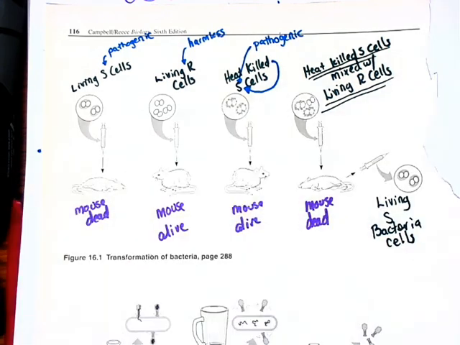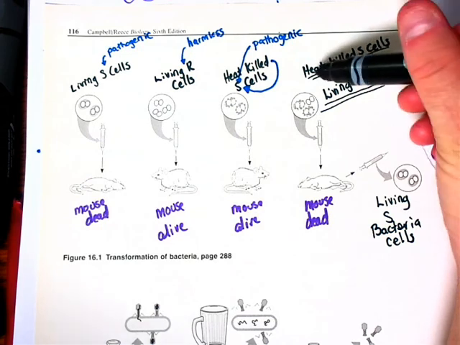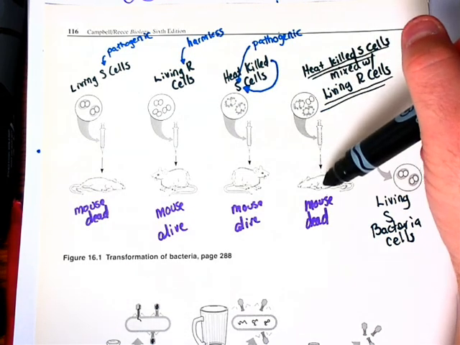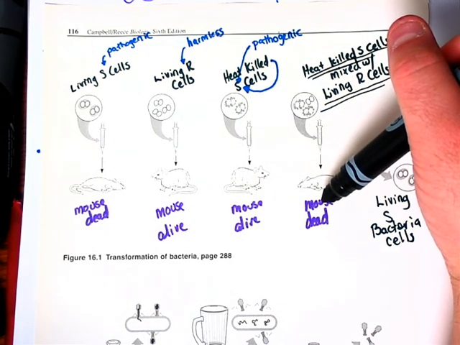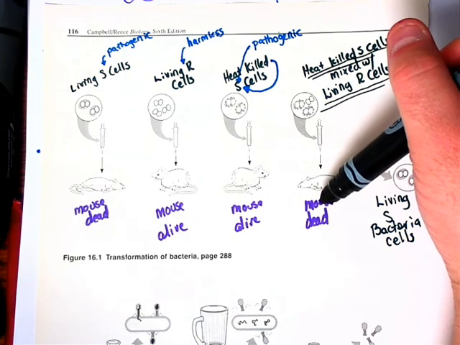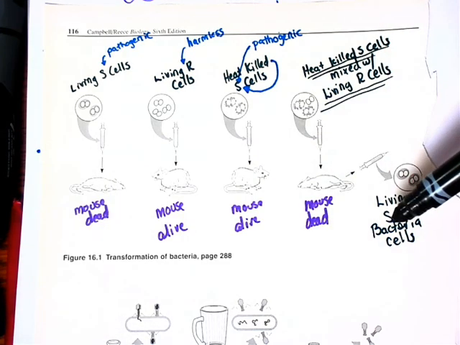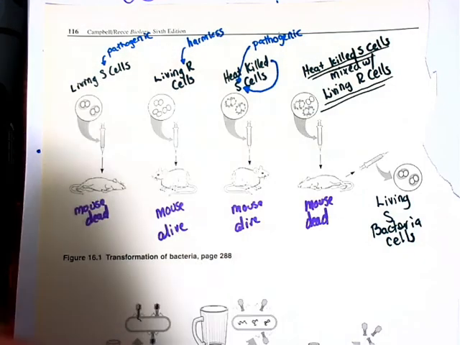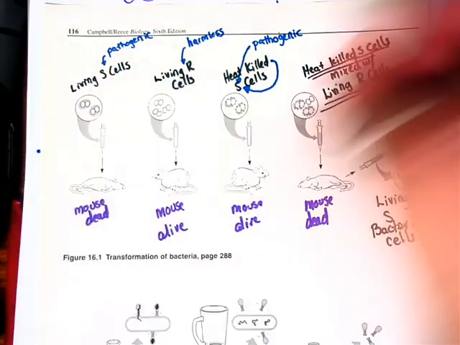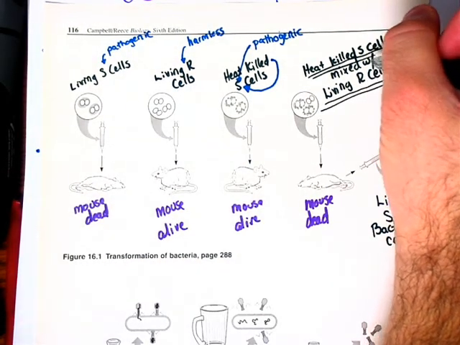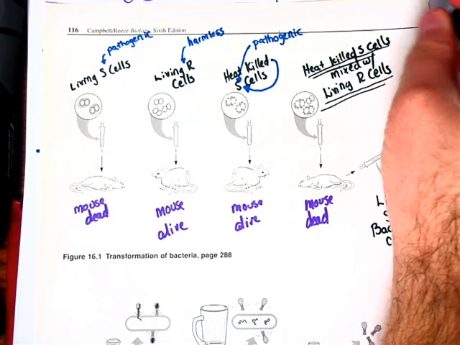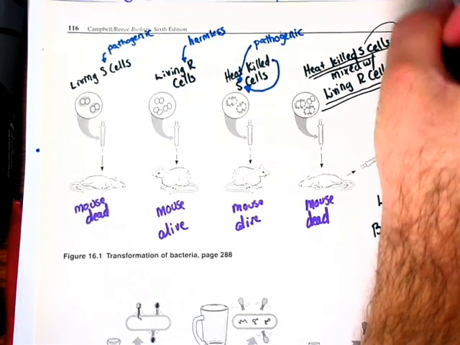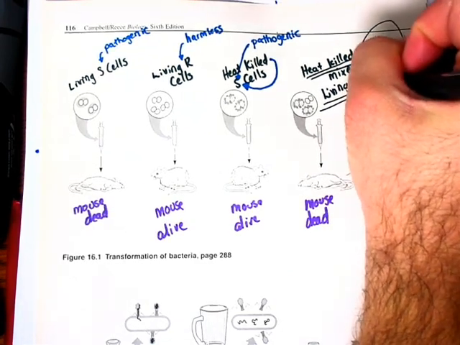Living S bacterial cells. The question would be, how could they be living? Because you had killed them, you injected them into the mouse, and it killed the mouse, but then life was brought back to the S cells, and that's actually not the way it was. What happened was the R cells absorbed, we now know this of course, they absorbed the DNA from the S cells.